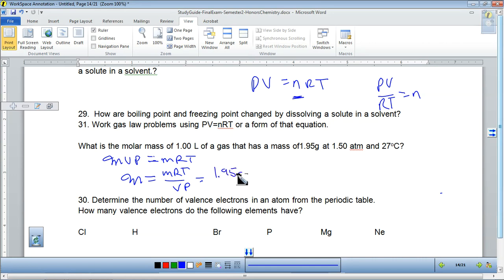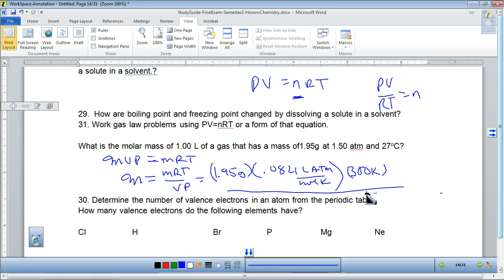So we have 1.95 grams. R is 0.0821 liter atmosphere over mole Kelvin. Temperature is 300. Volume 1 liter. Pressure 1.5 atmospheres. And boy, I do not remember what the answer is to this one. 32 grams per mole.